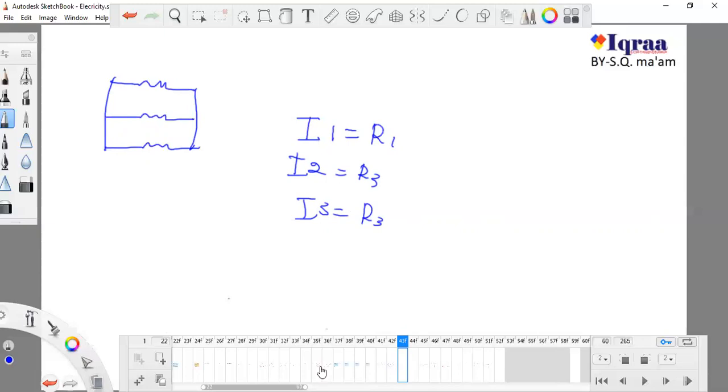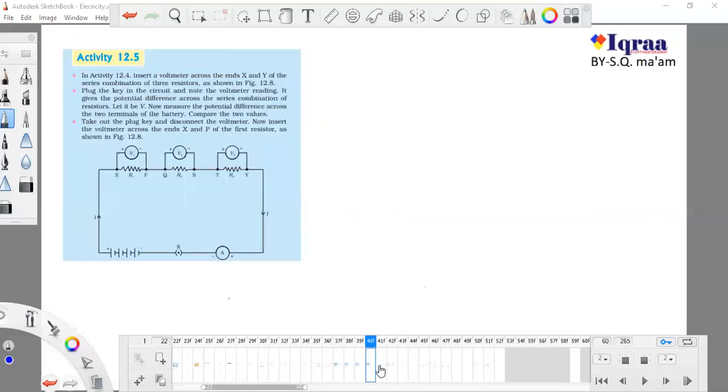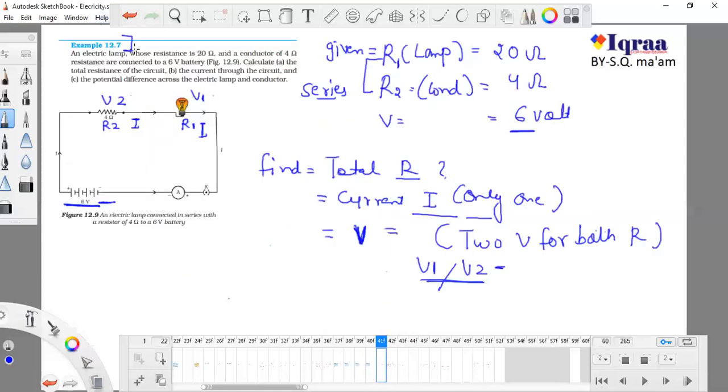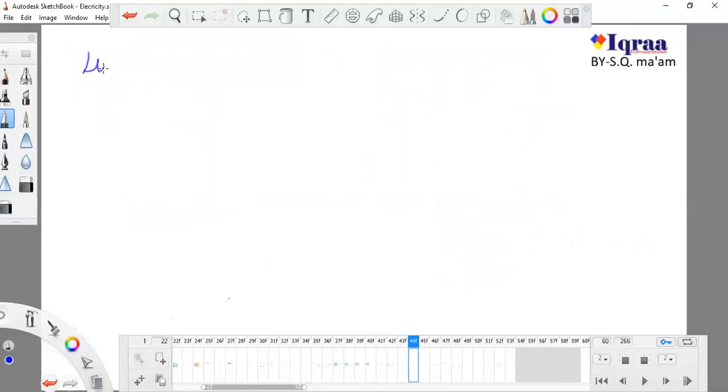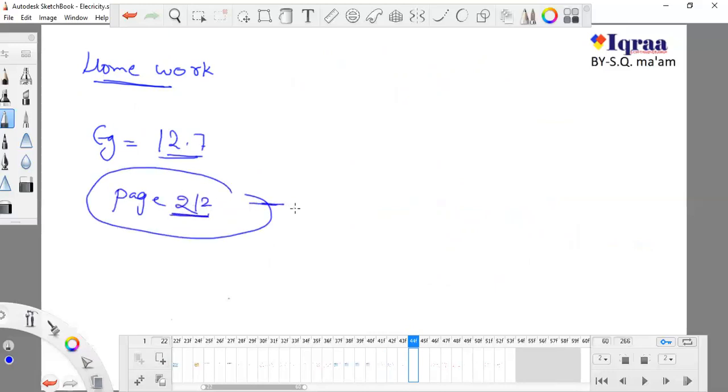Your homework is example number 12.7 from your book, and do it by yourself. It's your honesty, how you do it, so just do it by yourself. This is your homework. If it is wrong, then no problem. Homework: example number 12.7 from the chapter Electricity, page number 212. Do it by yourself. I'm finishing my class, and we will be meeting tomorrow.